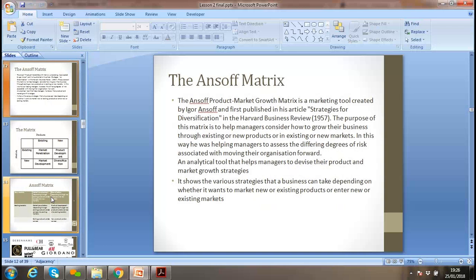Okay, the Ansoff matrix. I think we have not discussed this one in our last lesson, so we'll go through it. Igor Ansoff was a Russian who moved to the States and studied at Harvard Business School. His background was as a mathematician, and he gave this matrix, called the Ansoff matrix. It's very popular and quite useful.